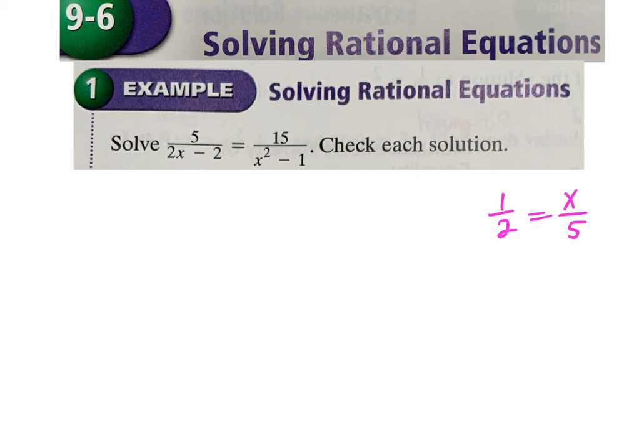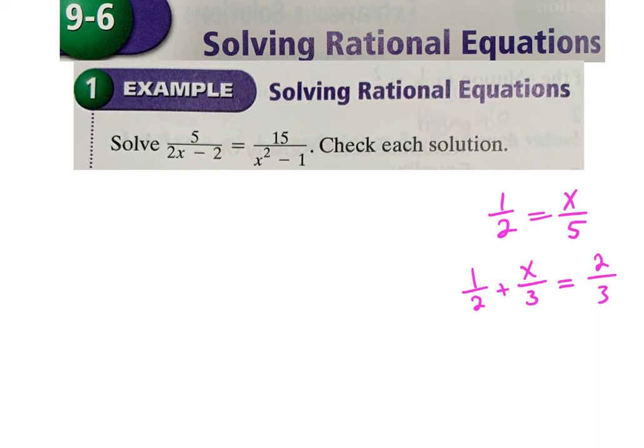If, however, you have a fraction plus a fraction equals a fraction, then you're not going to be able to do cross multiplication, all right? So let's say I had something like 1/2 plus x over 3 equals 2 over 3. That way we can just do a common denominator here.